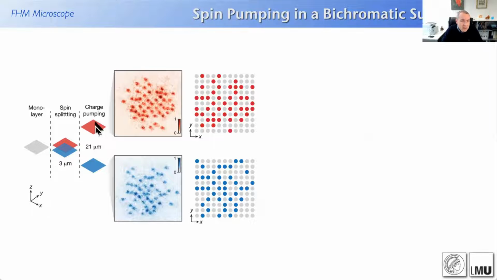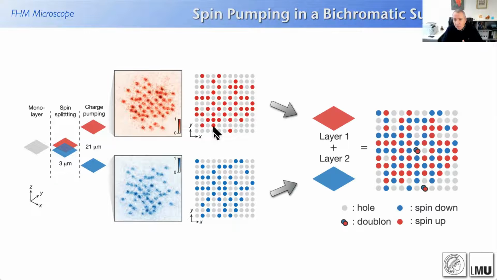So here's this split system where we separated the layers over a large distance so we can image them separately. And then you basically see, for example, the spin-up atoms here, the red ones, the spin-down atoms in the lower layer. These are the two reconstructions of where they sit on the lattice. And when we put those two reconstructed images together, we find the full configuration of the system in that snapshot. So we can see fully where a spin up is, where a hole is, where a doublon is. So we get full spin and charge, or density, resolution, if you wish, in this system.